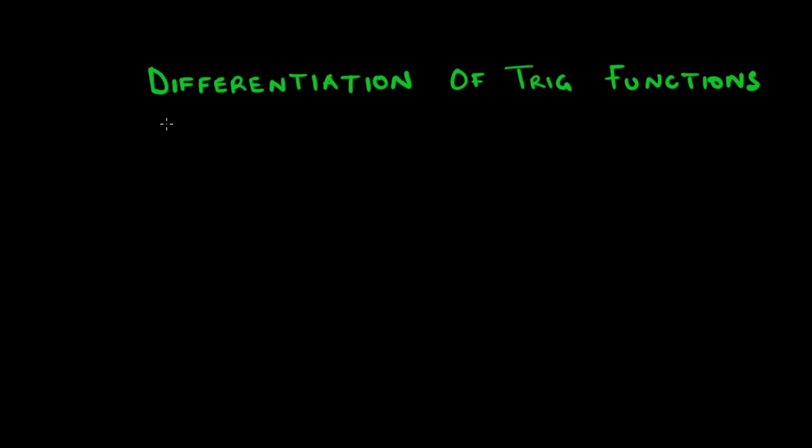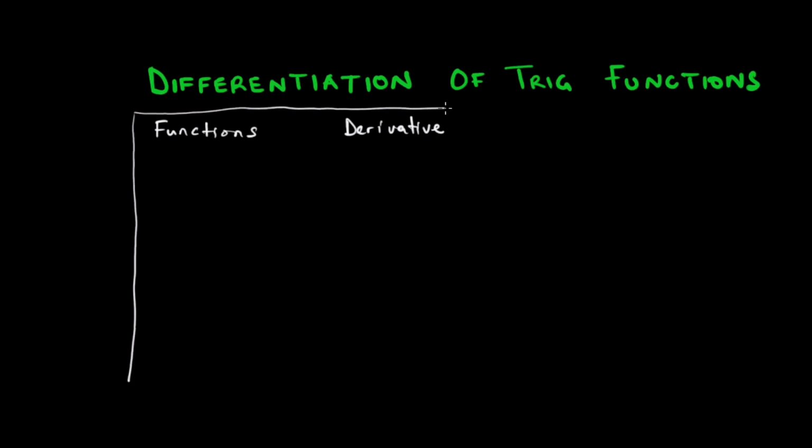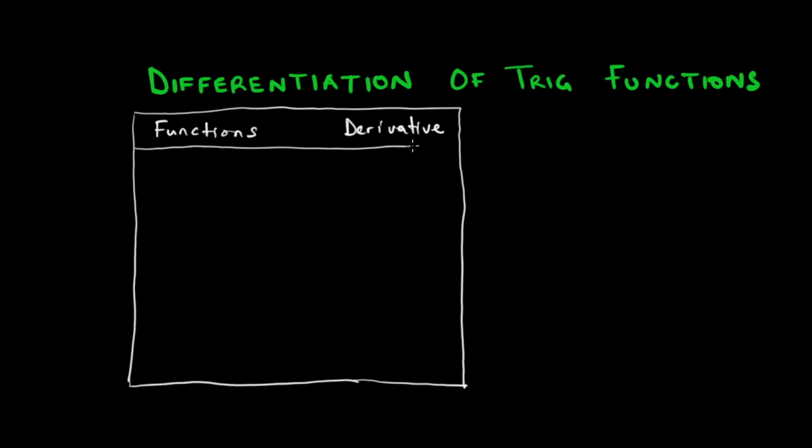Our table looks like this. We have a function and then we have a derivative, like that. So we put the trig function and then put its derivative. As you keep using these results, they eventually become second nature to you, which is the state we expect.